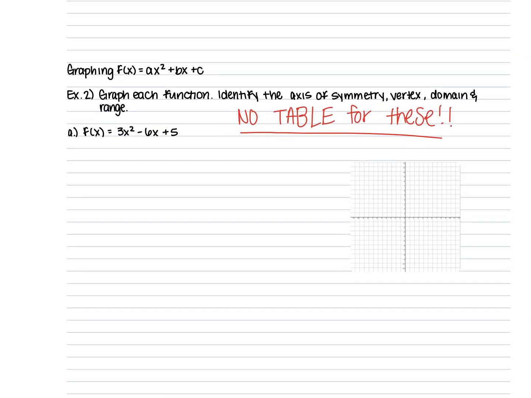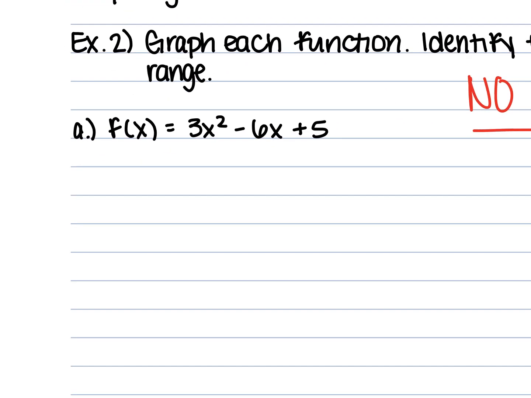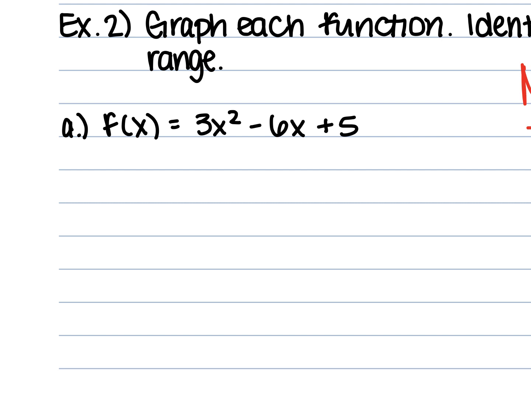All right. So let's take a look at example 2, letter A. We have to identify the axis of symmetry and the vertex, graph it, and then find the domain and the range, okay? So let's start. We're going to do the exact same thing. Let's look at this function. Let's identify the axis of symmetry first and then the vertex.